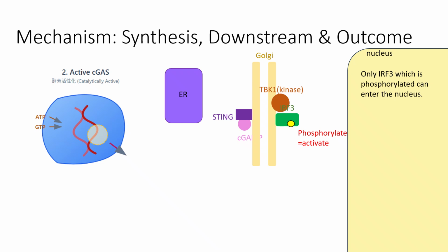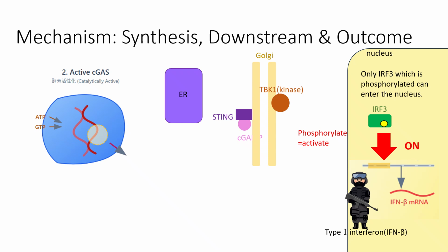As written here, phosphorylate equals activate. Only IRF3, which is phosphorylated, can enter the nucleus. Inside the nucleus, it turns the immune system on. Specifically, it triggers the production of type 1 interferons.